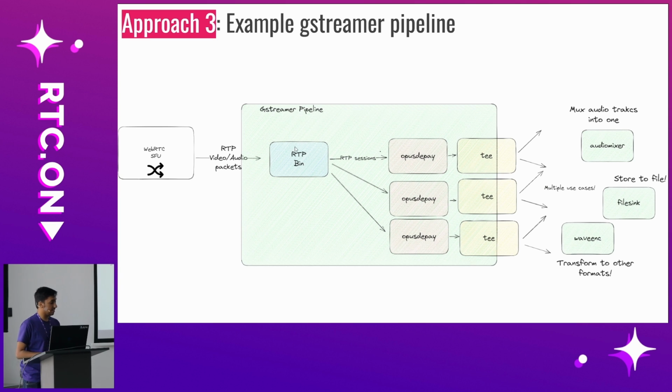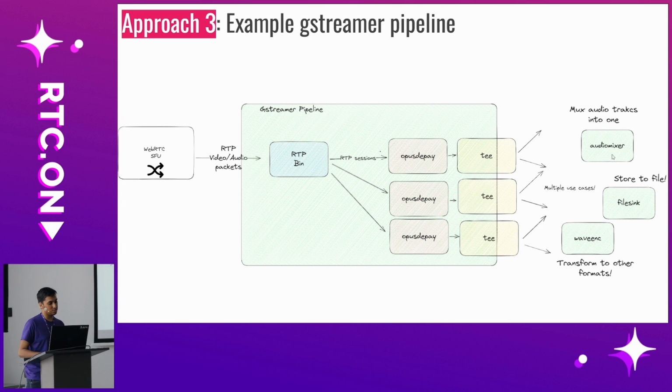So this is an example GStreamer pipeline. You have your SFU here, from which you route the video and audio packets to your GStreamer pipeline. You can use bins like rtpbin to parse this packet into multiple RTP sessions. Then you can decode the audio packets from it using the Opus depayload element. And finally, there's this really handy element called tee, where you can branch out this track to whatever you want to do with this audio file.